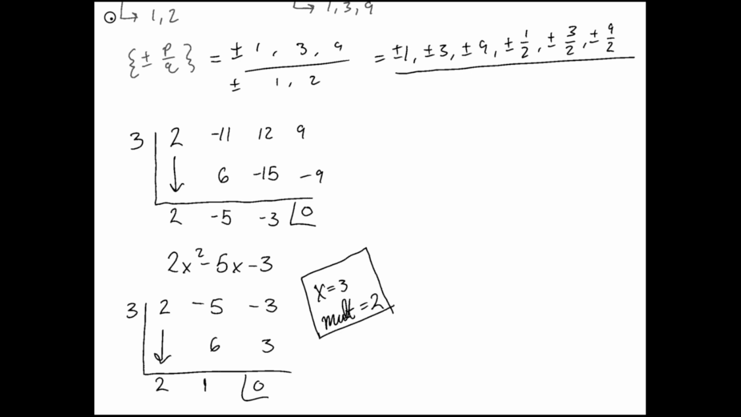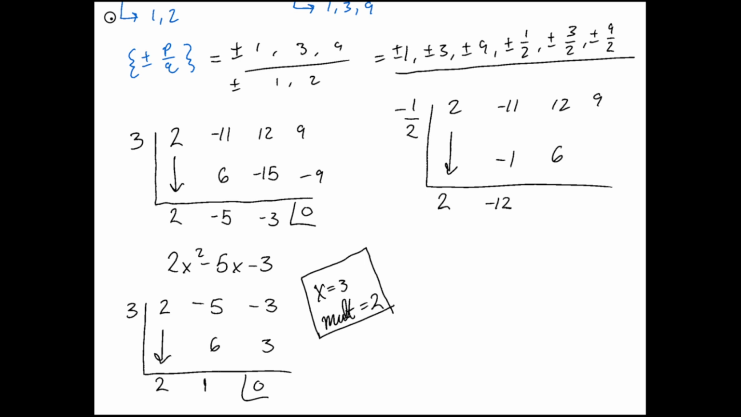And let's say I get extremely lucky and I happen to guess the other correct 0, which should be, hopefully, I can guess the right one, even though this is a pre-planned guess, of negative 1/2. And so again, 2, negative 11, 12, 9. Bring the 2 down. 2 times negative 1/2 is just negative 1. Add those together, you get negative 12. 12 times negative 1/2 is just 6. And then 12 plus 6 is 18. 18 divided by negative 2 is going to be negative 9. Add those together and get 0.